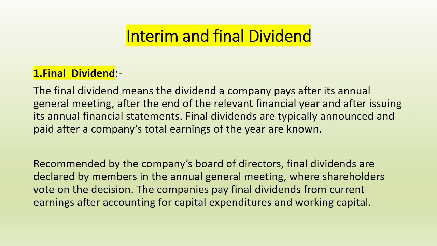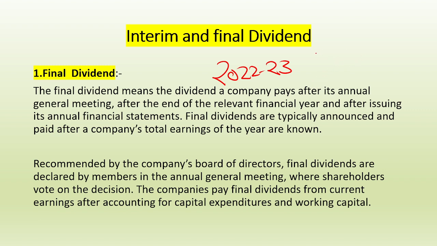Final dividend is the dividend the company pays after the annual general meeting. As per company law, every company has an annual general meeting on a regular yearly basis after the end of the relevant financial year. For example, the financial year 2022-2023 ended on 31st March 2023. This was the financial year. So at that time the company might have had a meeting.